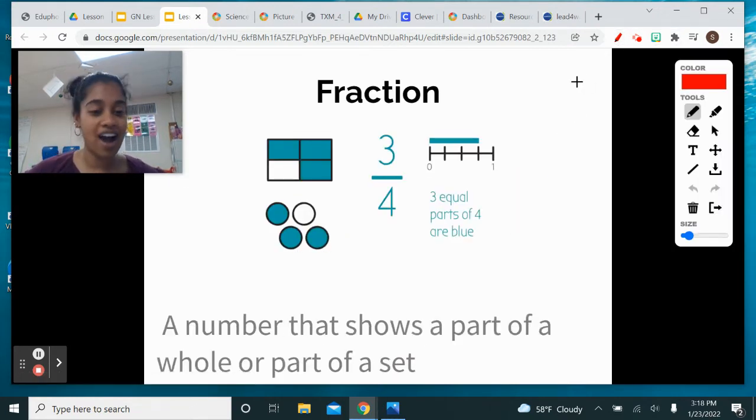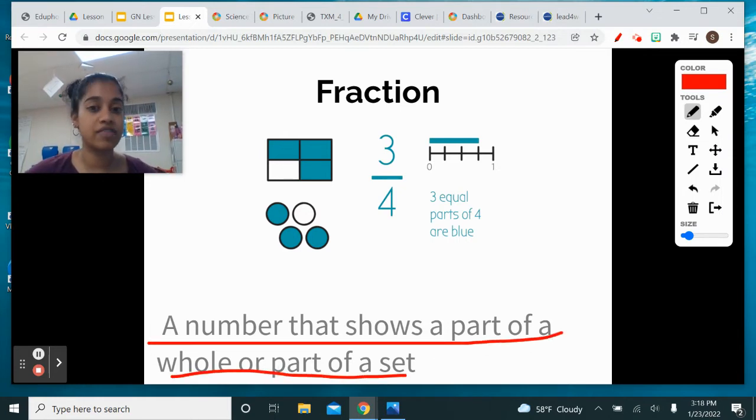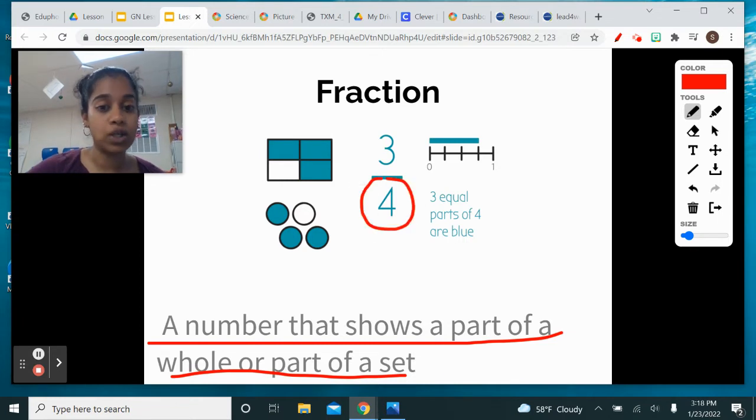Fantastic. All right. Now, fractions. We've been talking about this for a little while, and a fraction is a number that shows a part of a whole or part of a set. In this case, we have our whole right here, and we divide it into 4 equal pieces, right? And we have 3 of them. So our fraction is 3/4. We have a whole, we cut it up into 4 pieces, and then we took 3 of them. Or if we have a set, like these dots right here, we have 4 dots, and we're taking 3 of those dots. So our fraction again is 3/4.